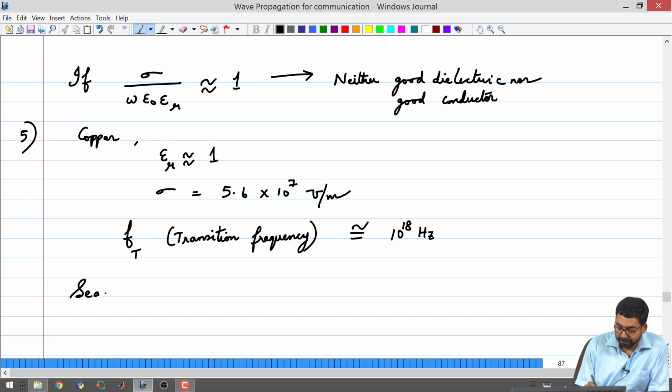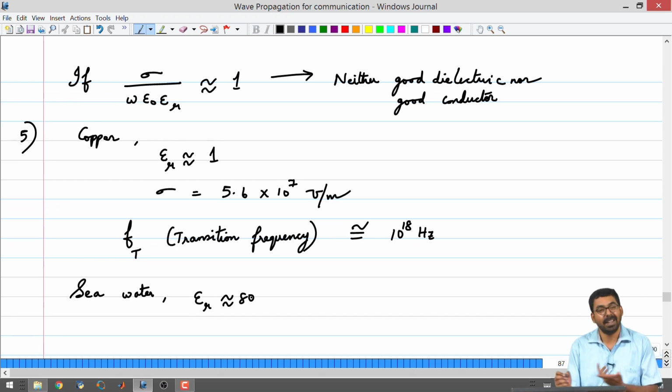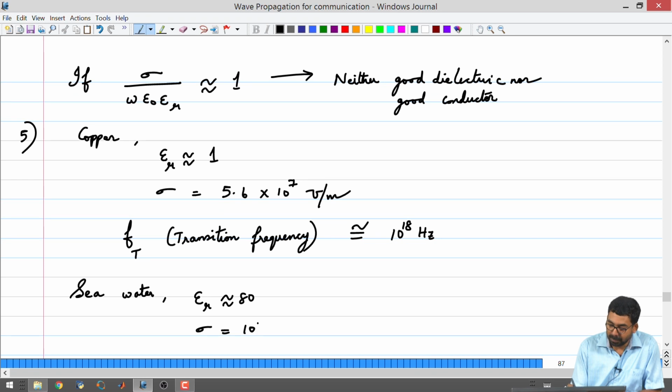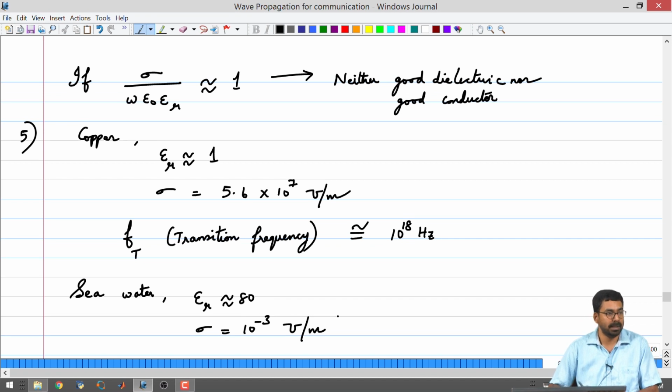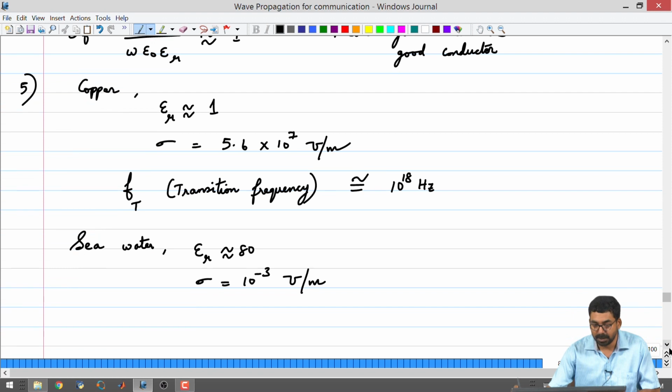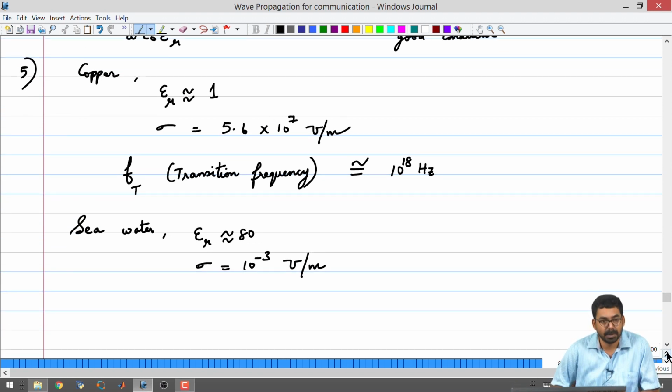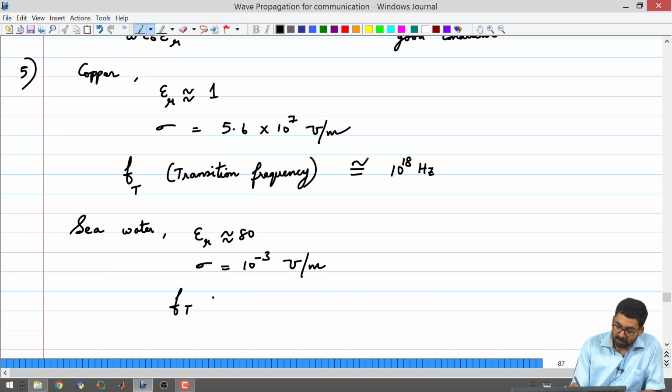For seawater, I saw that the relative permittivity from some source is about 80, and sigma is 10 to the power minus 3 Siemens per meter. Again, these are not validated sources of this information, but these are some sources that I have picked up just to demonstrate that there is a transition frequency. If you do the substitution for sigma divided by omega epsilon naught epsilon r equal to 1 and find the transition frequency, it is approximately 225 kilohertz.